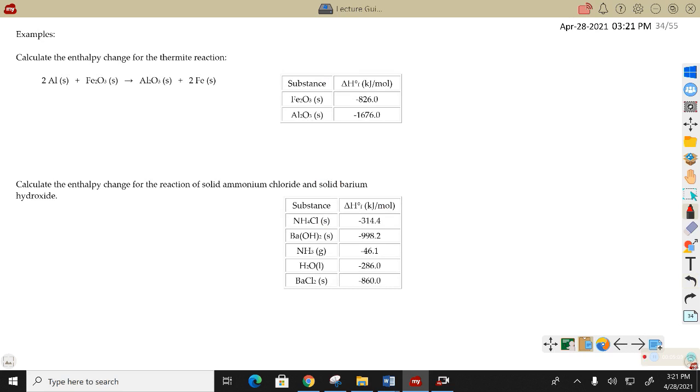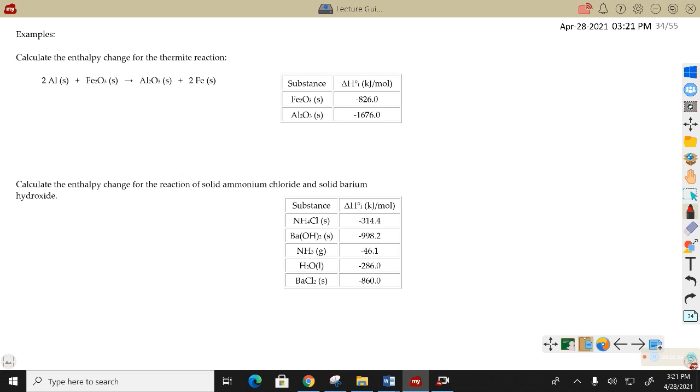Now, I do see that there are 4 components to the chemical reaction, but I only have 2 heat of formation values. But that's just because aluminum solid and iron solid are elements in their elemental state of matter. So their heat of formation values are 0. So often they don't give me heat of formation for a pure element in its elemental state of matter. And so here's what this looks like.